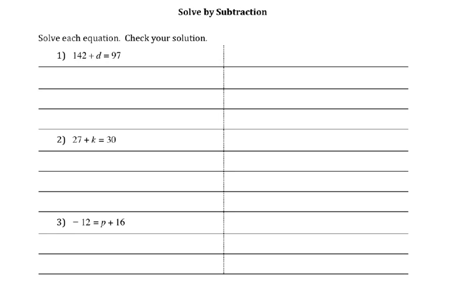Okay, now we got some more examples here. And according to these ones, we'll solve by subtraction, but I really think we've already done this. So over here we got solve each equation, check your solution. The first one is 142 plus d equals 97.